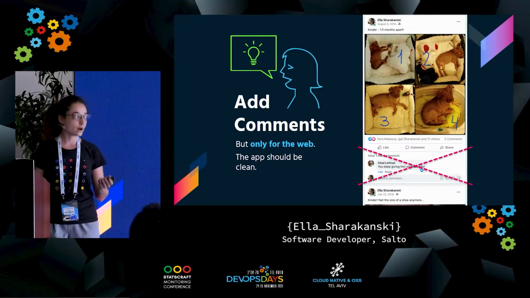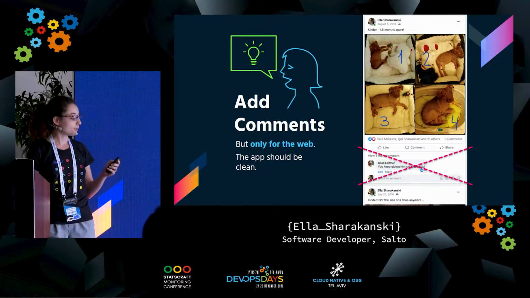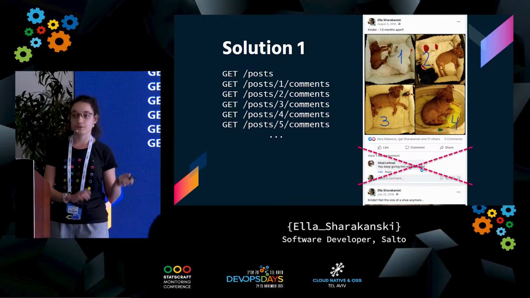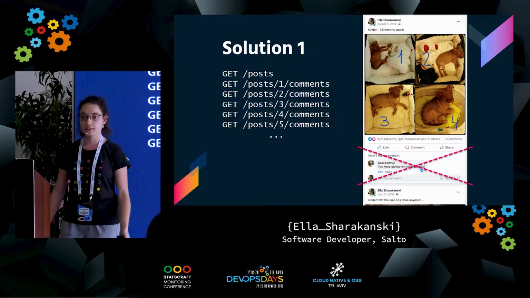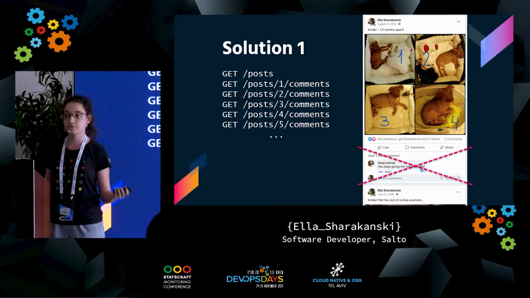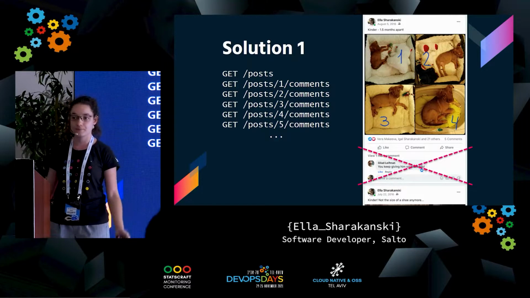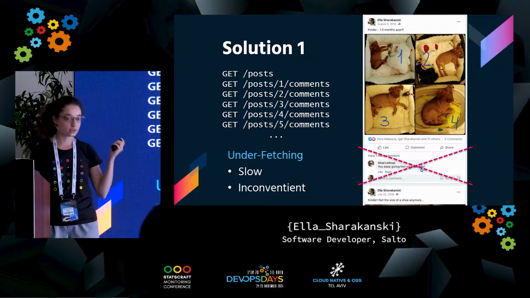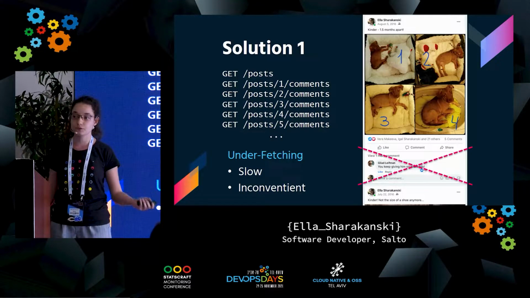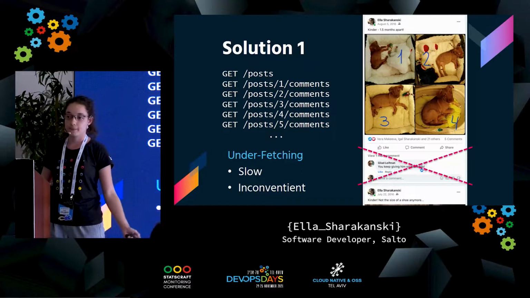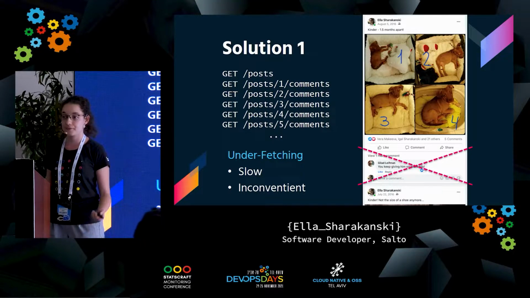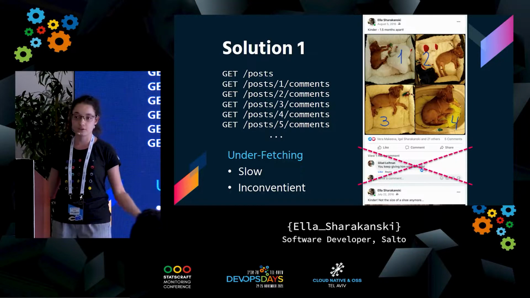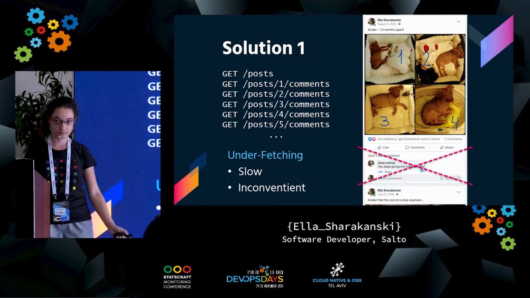So, solution number 1, the /post endpoint won't return comments, and then in the website, you'll have to ask for the comments of each post separately. This is called underfetching, because the /post endpoint doesn't return all of the data that you need. And having to send these many requests, in fact, one for each post, is both slow and inconvenient.